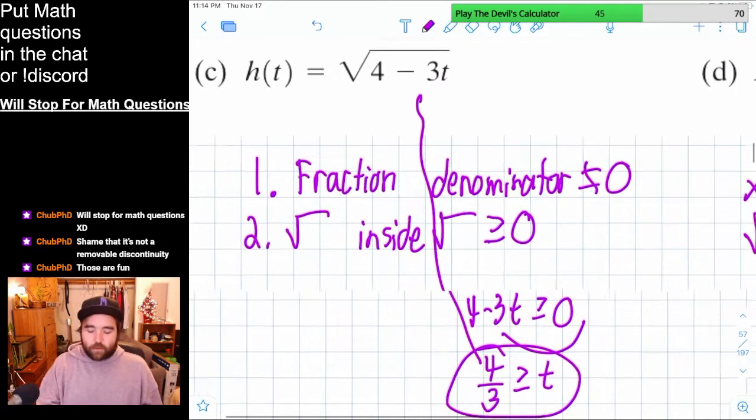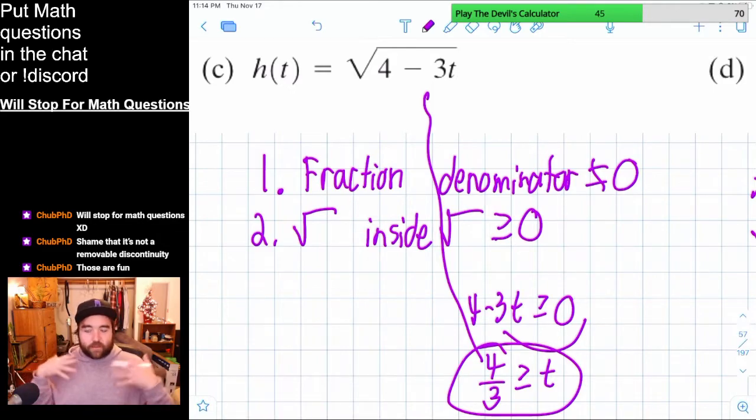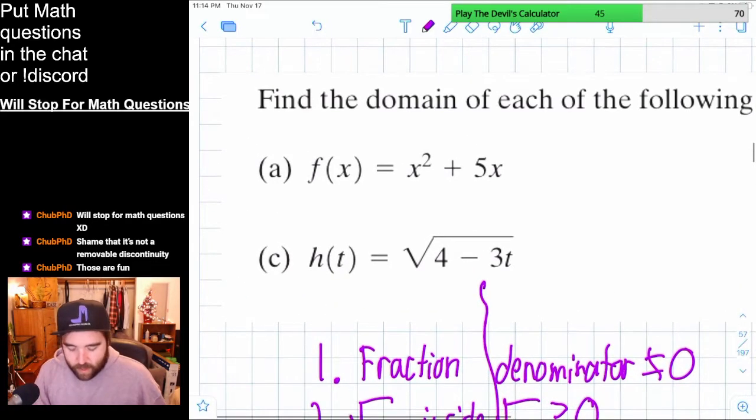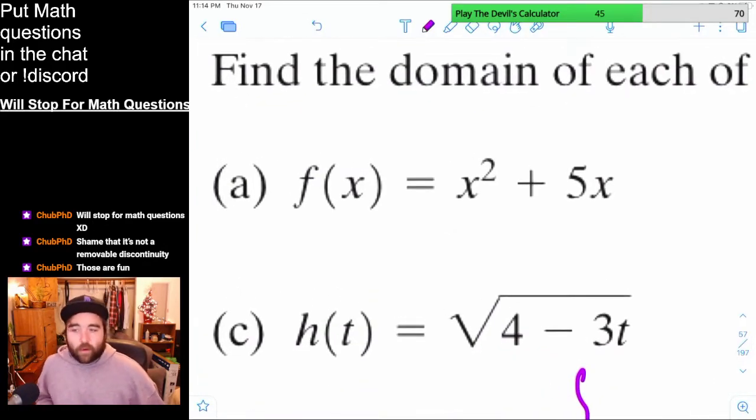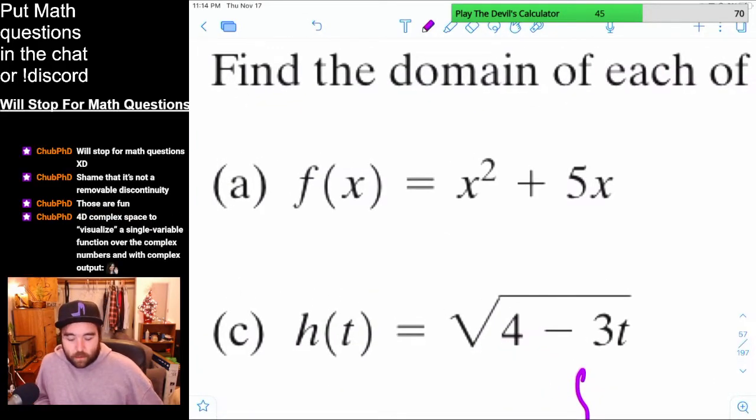So those are your 2 rules. Those are really the only 2 rules that we have so far. Again, there'll be a third one when we start talking about logarithms. But we're not there yet. Right now, when we're thinking about domain, we just have to look, is there a fraction? If so, the denominator cannot be 0. Is there a square root? If so, the inside of the square root has to be greater than or equal to 0. And so if we look at something like A, where just none of those problems occur, the domain here is that there's no problems. The domain can be anything.